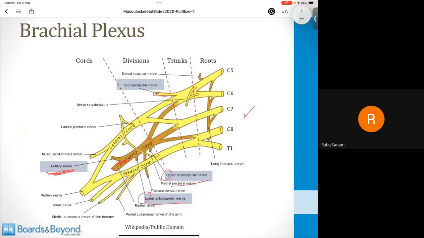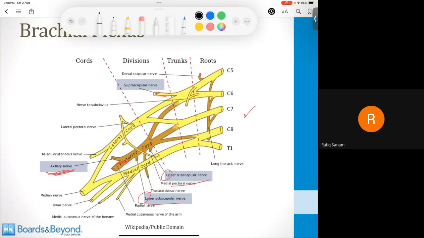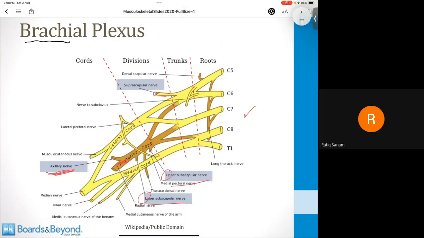Let's discuss our brachial plexus. So what is the brachial plexus? As the name indicates, brachial for the arm, plexus for the different groups of nerves. It means that they are basically a network of nerves which are going to supply your upper limb. Both the motor and sensory supply of your upper limb is given by the brachial plexus, right?